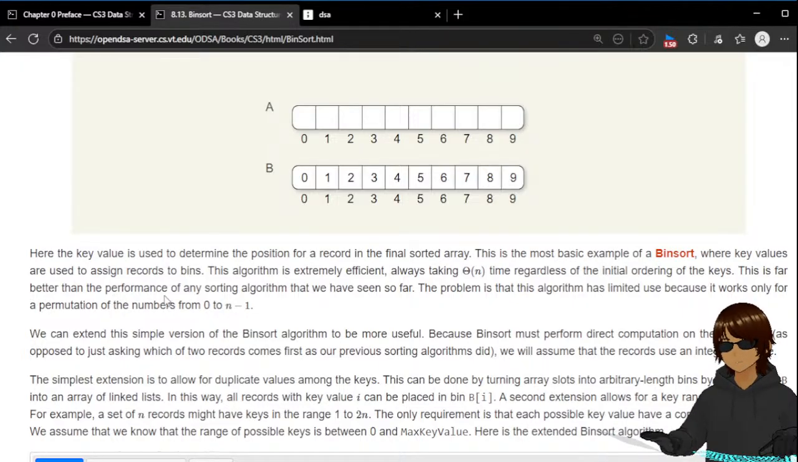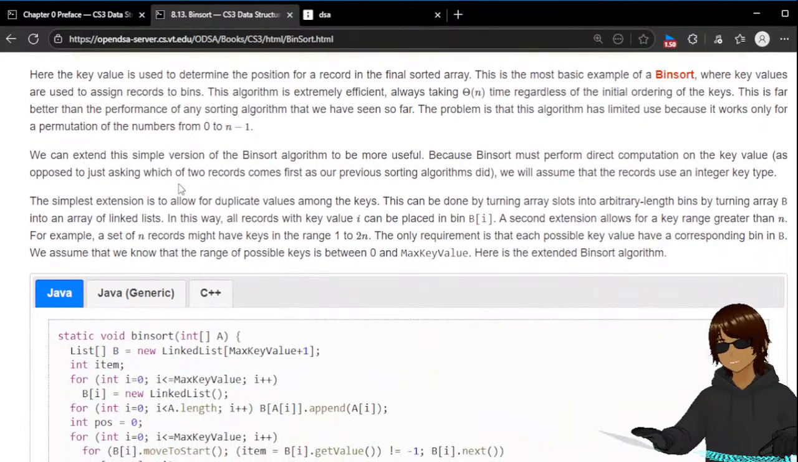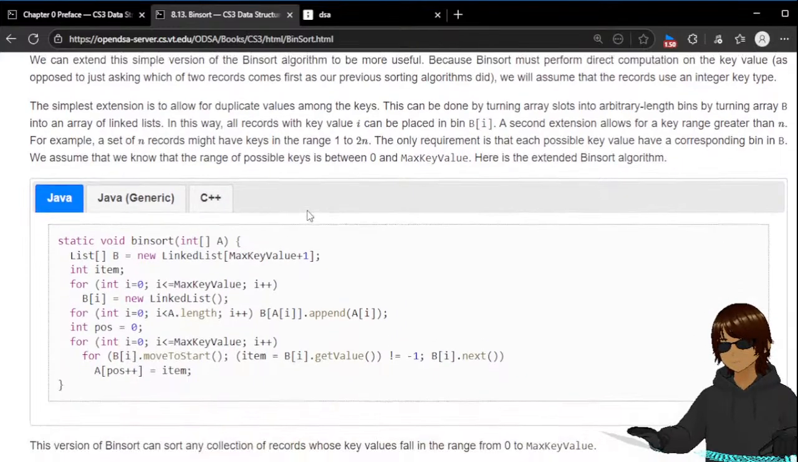This is far better than the performance of any sorting algorithm that we have seen so far. The problem is that this algorithm has limited use because it only works for a permutation of the numbers from 0 to n minus 1. You can extend this simple version of the bin sort algorithm to be more useful because bin sort must perform direct computation of the key value as opposed to asking which of two records comes first as our previous sorting algorithms did, and assume that the records use an integer key type.